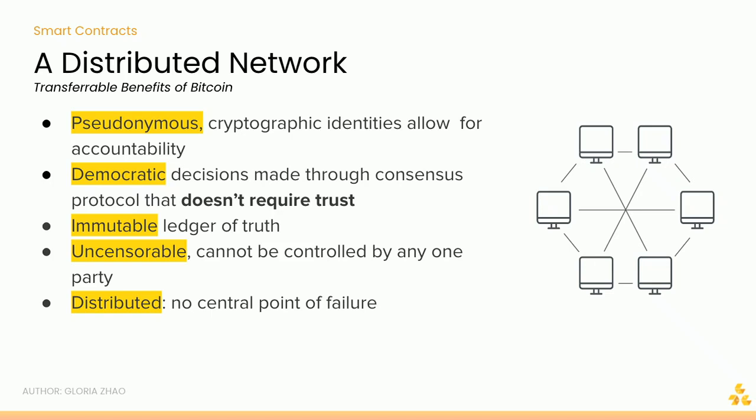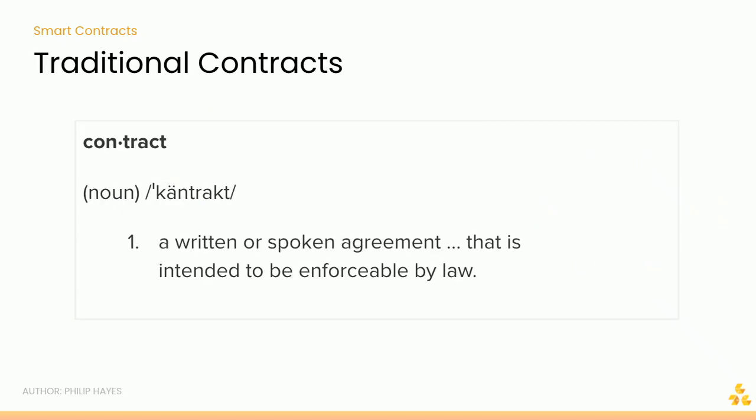Then we also have an immutable ledger of truth, which is the blockchain itself. We have uncensorable. It cannot be controlled by any one party because it's distributed across multiple nodes. And like I said, distributed, so there's no central point of failure. So those two aspects are kind of intertwined. But this is a brief rundown of, again, what are the benefits that we get from using Bitcoin. And now we're going to maneuver into smart contracts.